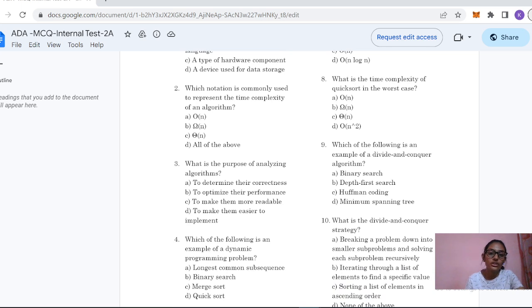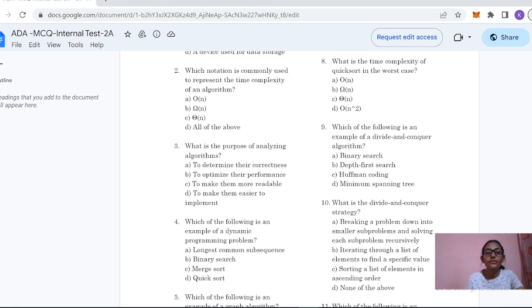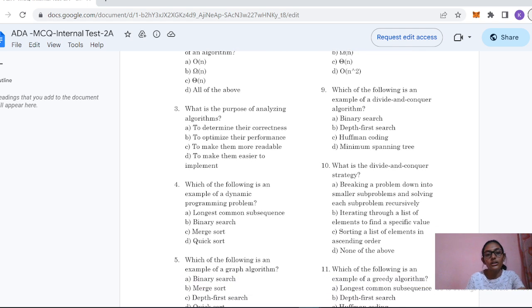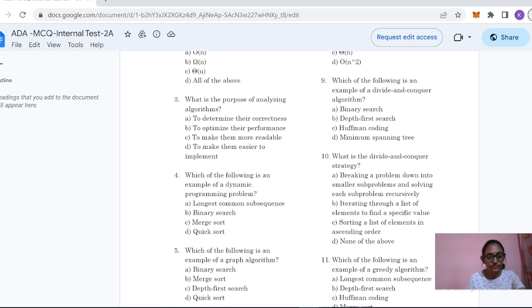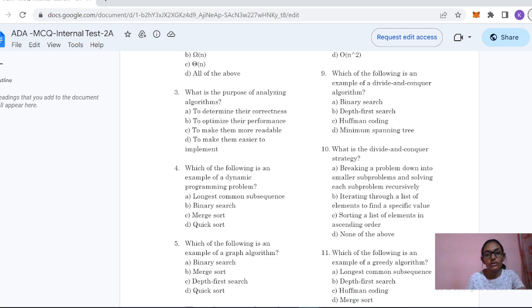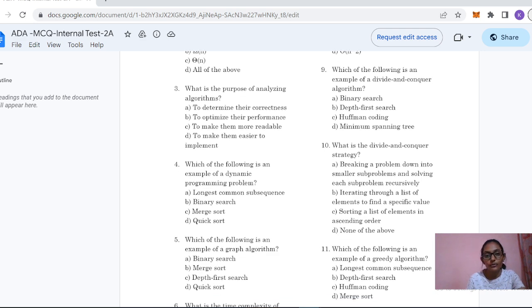Second, which notation is commonly used to represent the time complexity of an algorithm? The answer is all of the above. We can use order of n, omega of n. So here the answer is all of the above. Third, what is the purpose of analyzing the algorithms? Means why we analyze the algorithm. The answer is to optimize their performance.